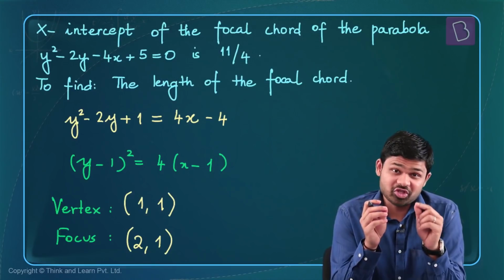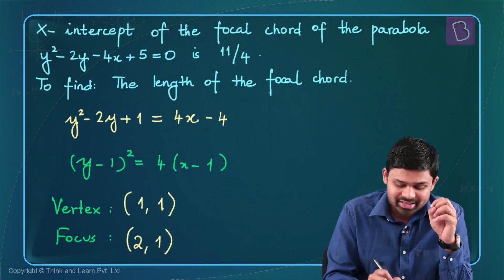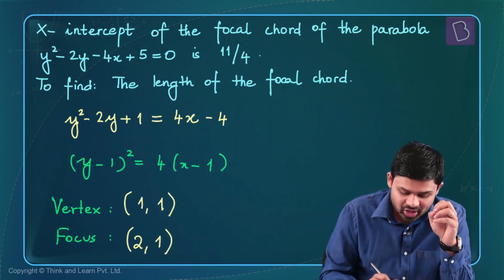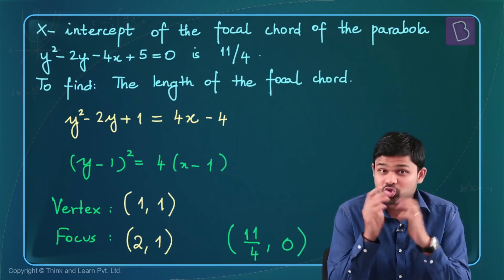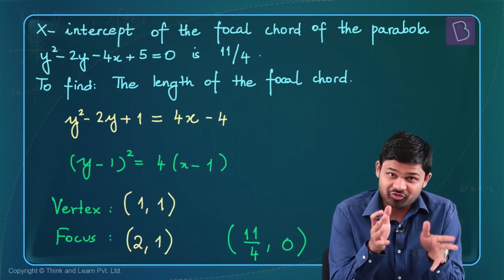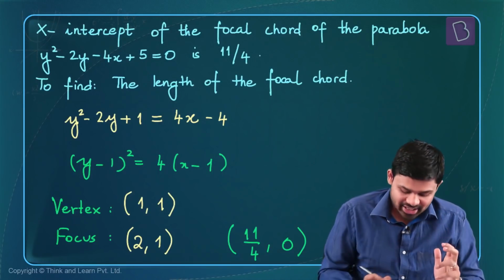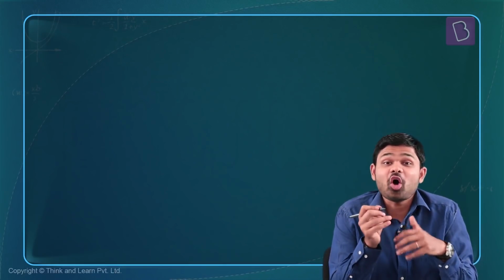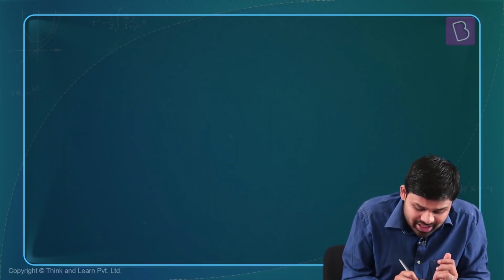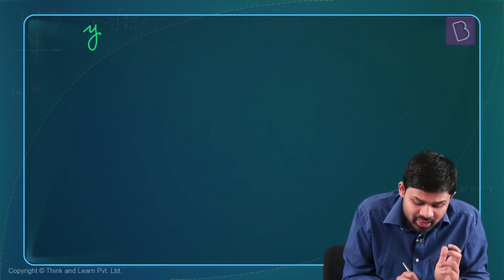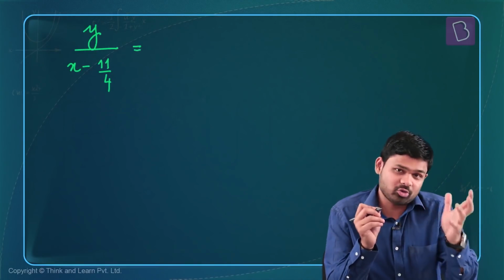And that focal chord, which is of interest, has an x-intercept of 11 by 4. This means that focal chord is going to pass through 11 by 4, 0. So now that focal chord is going to pass through the focus as well as the point 11 by 4, 0. Very easily I can write down the equation of that particular focal chord. I'm going to use a 2-point form. So it's going to be nothing but y minus 0 divided by x minus 11 by 4, that is equal to y2 minus y1.